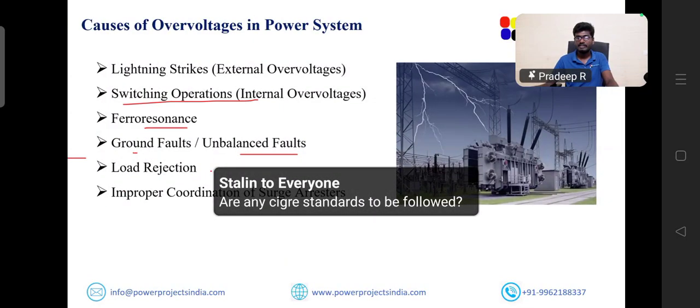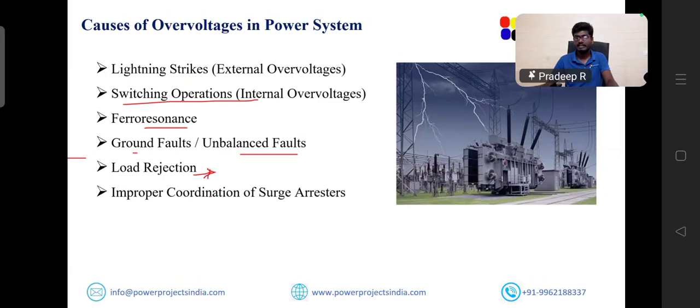Then load rejection, when suddenly the highest capacity load is getting rejected. Then improper coordination of surge arresters. Without performing insulation coordination, if we blindly select the surge arrester and install it in our system, at that time also there will be the chance of over voltages in our system.